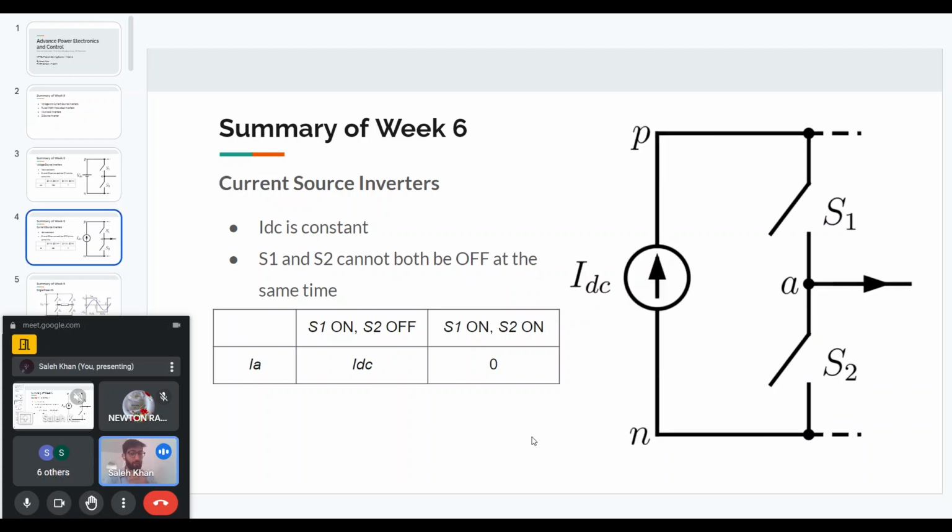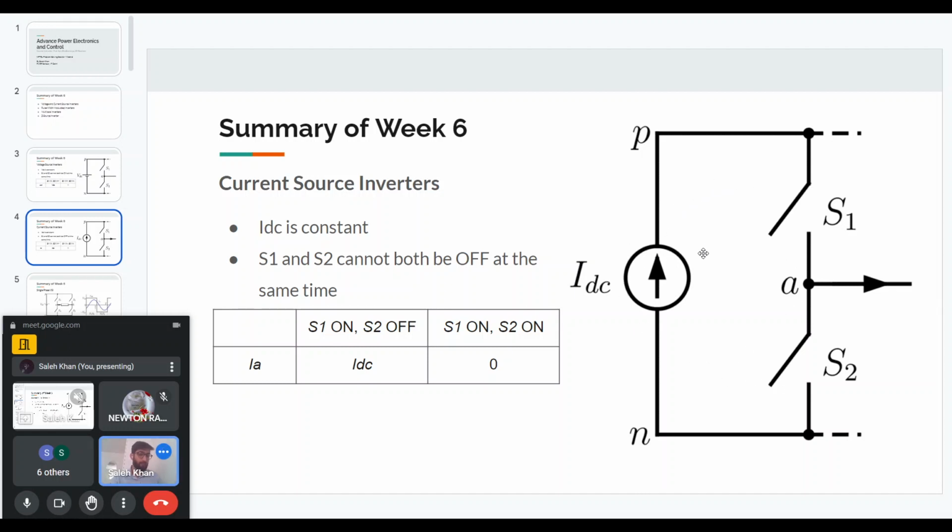The current source inverter is similar. Instead of voltage as the input, we have a DC current source, which provides a constant DC current value. The rule here is that both switches in a half bridge cannot be off at the same time, because if they are off, the current will not have any path to flow.